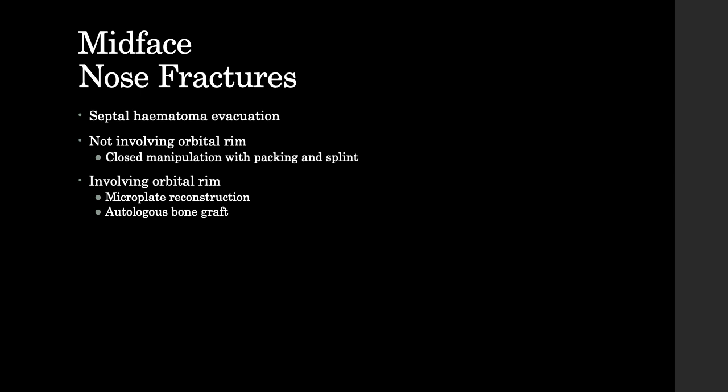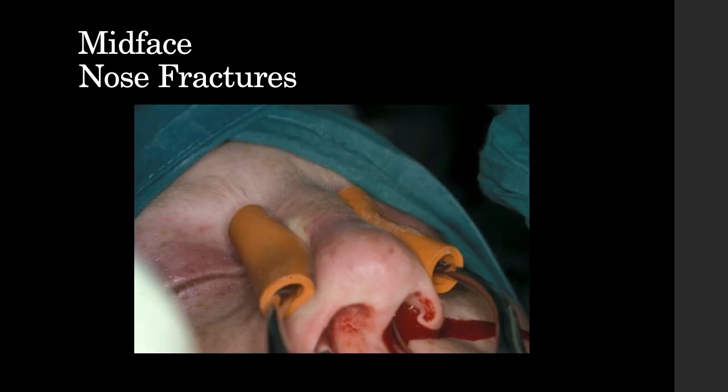If the orbital rim is involved, then same as everything else, it's microplate reconstruction, and if they need a bone graft, they can take some bone from somewhere else, usually the hip or the pelvis from the back, and actually put in the patient's own bone to remodel the nasal architecture.